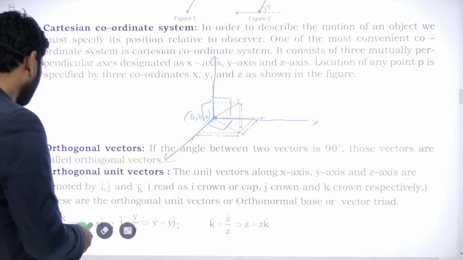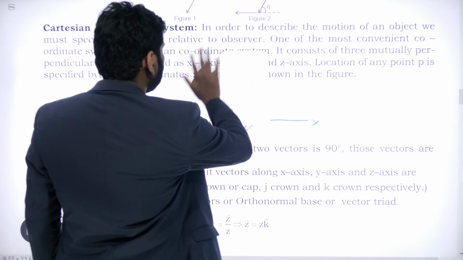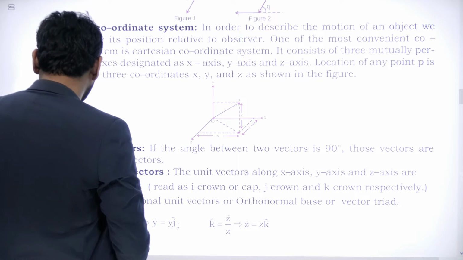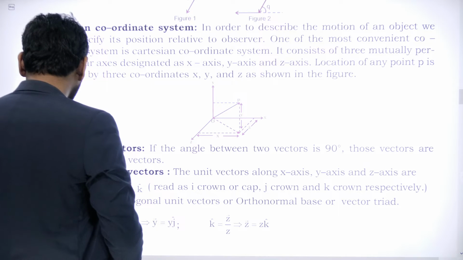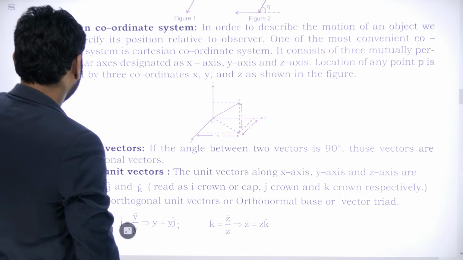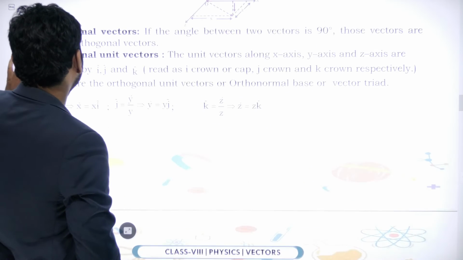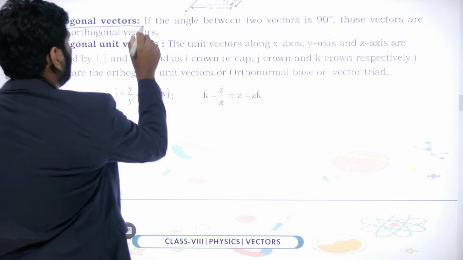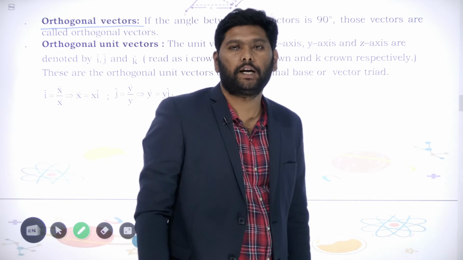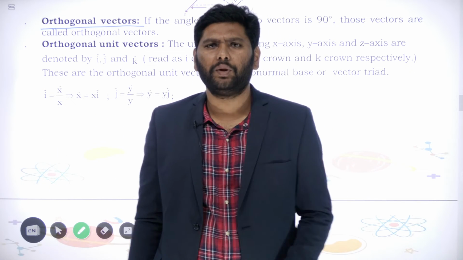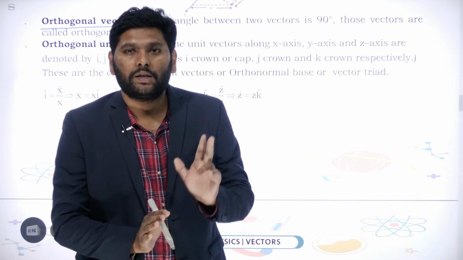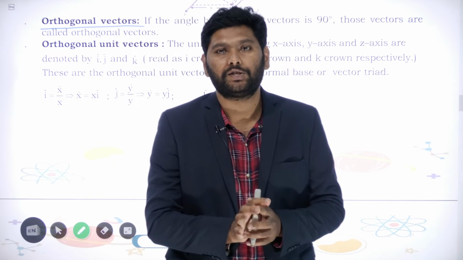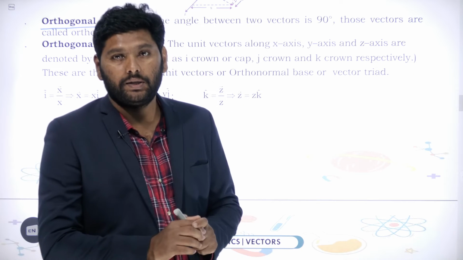Next thing is another vector form here. The other vector form is orthogonal vectors. Another vector form is what? Orthogonal vector. What is this orthogonal vector? Orthogonal vectors simply means vectors acting at 90 degrees. Vectors acting at 90 degrees are known as orthogonal vectors.